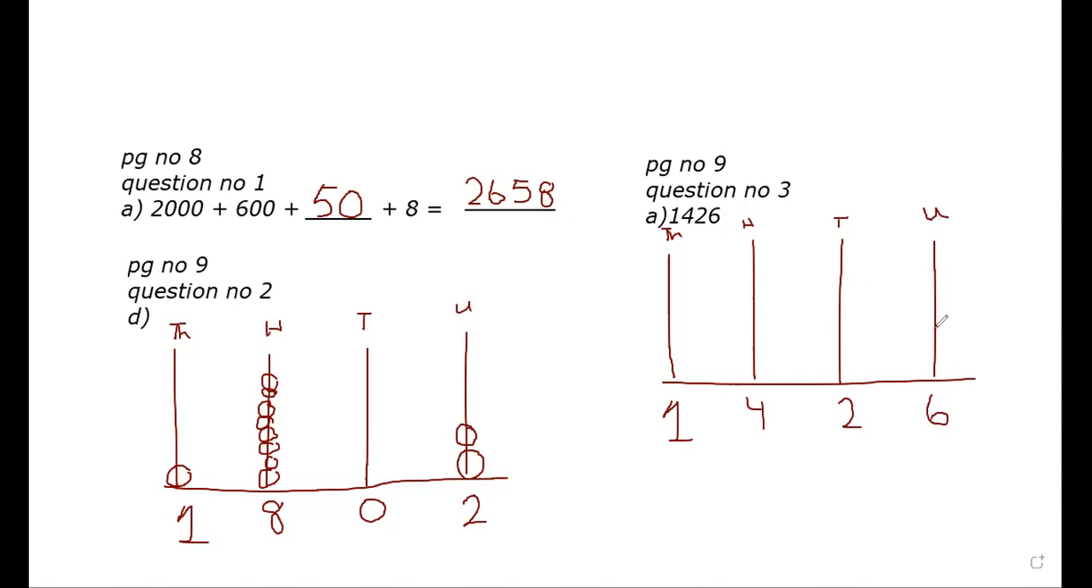So you can see how I'm going to draw the beads. How many beads am I going to draw? I'm going to draw 6 beads in this line. 1, 2, 3, 4, 5, and 6. Now in tens, how many do we have? 2. Now in 100, how many 100 do we have? 4. 1, 2, 3, 4. Now in the thousands line, how many thousands do I have? Only 1. So I'm going to draw only 1 bead.